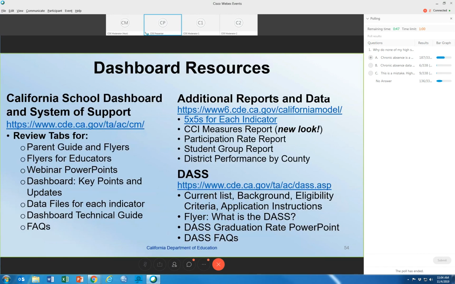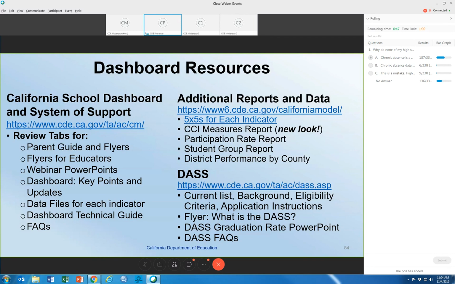And then here are all the resources that we have on our website that has been redesigned. We do have a lot of information there. We have parent guides and flyers for educators. We have our webinars posted there. We will have key points that you might want to share with your community members. That will be posted before the public release.